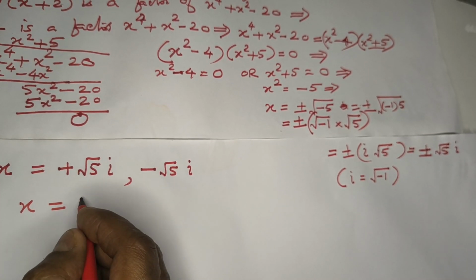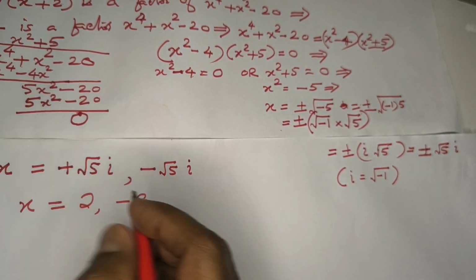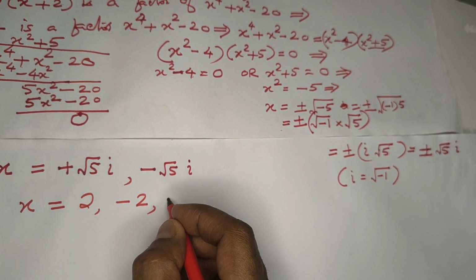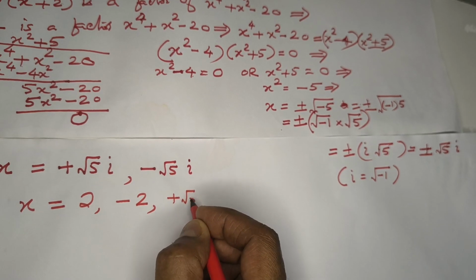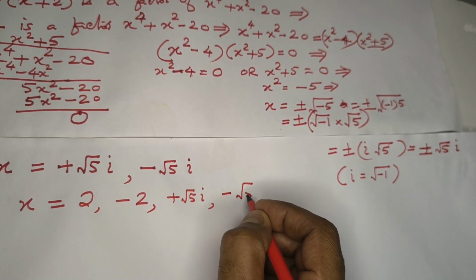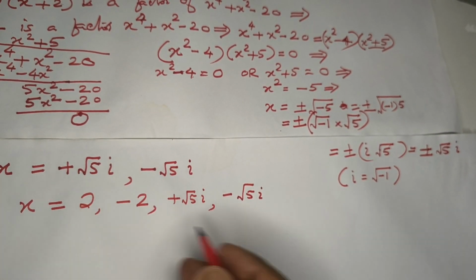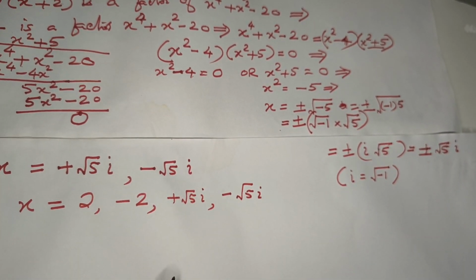x equal to 2, minus 2. We have already found out that. And the other two roots are root 5I, minus root 5I. So these are the 4 roots of the 4th degree equation.